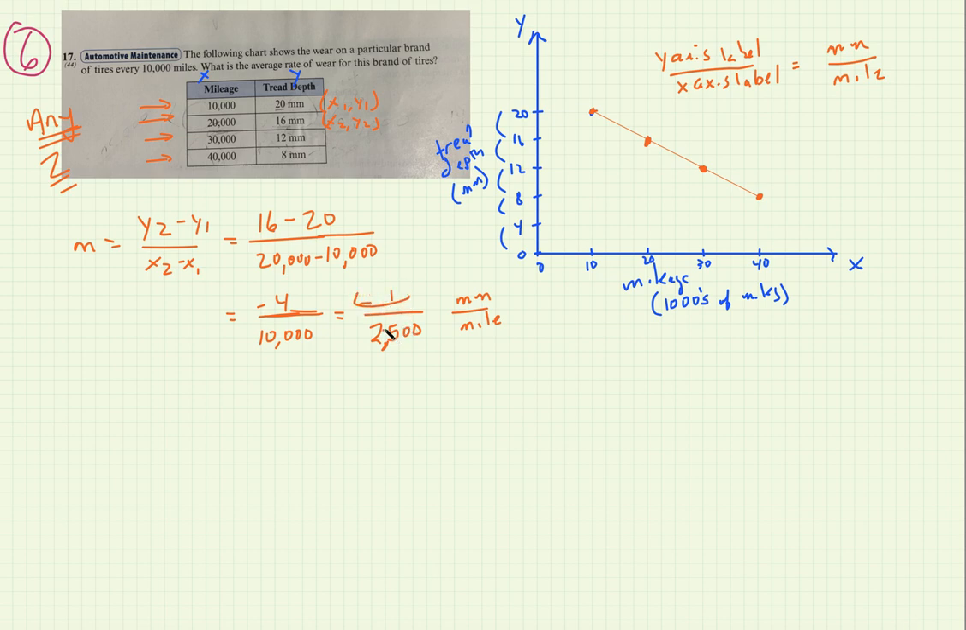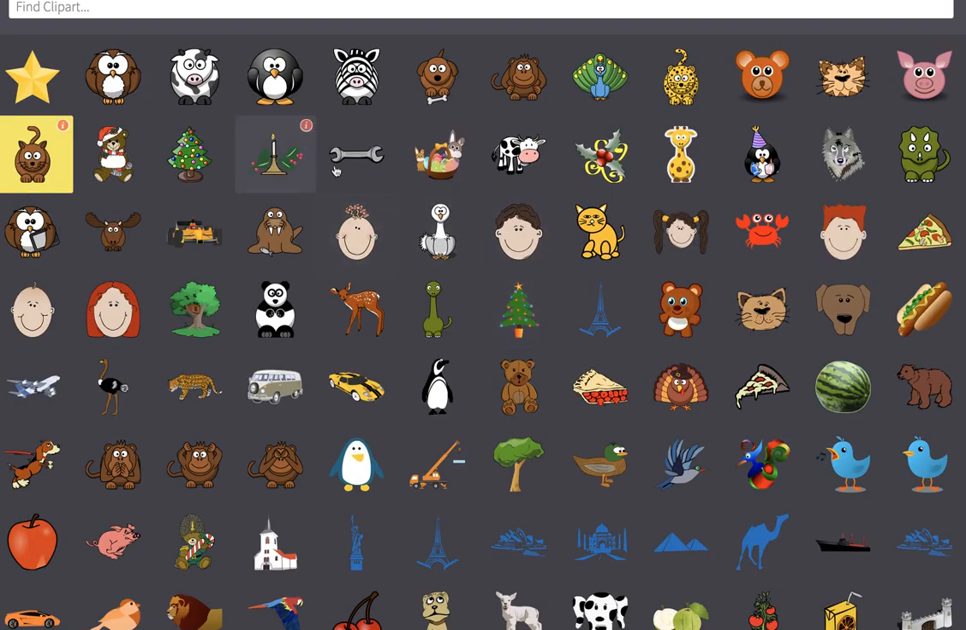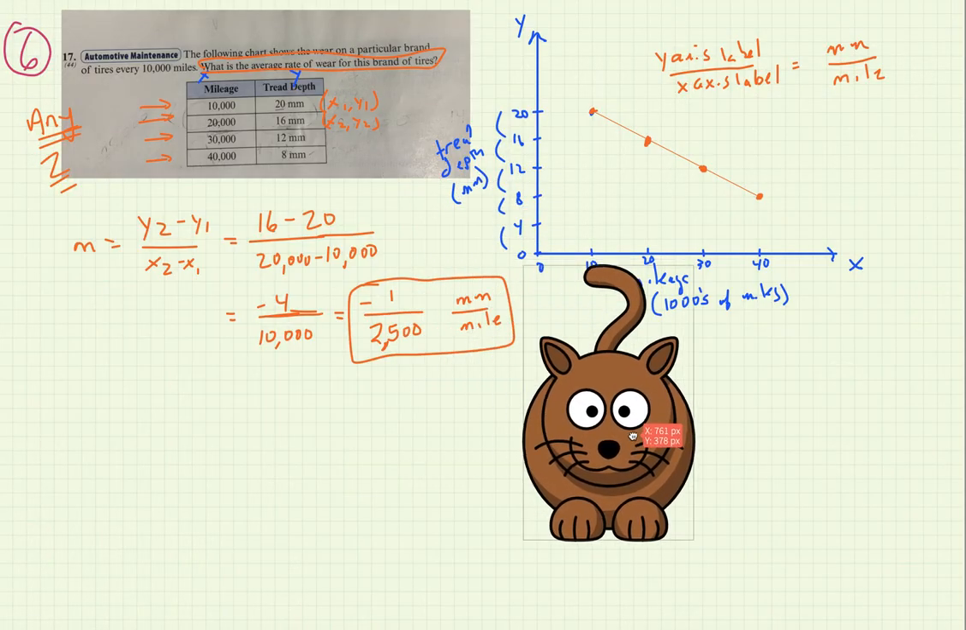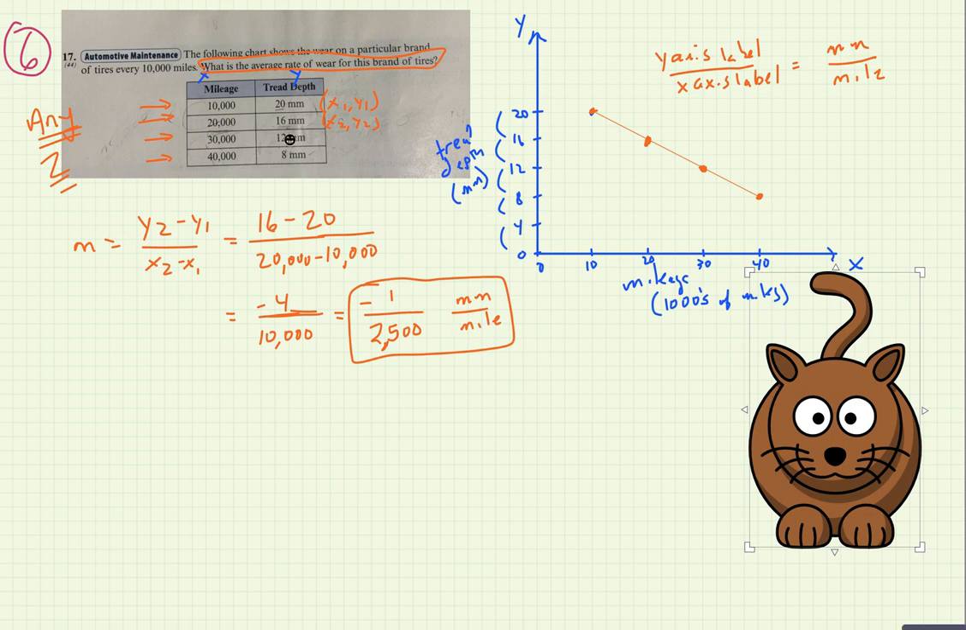So we lose 1 millimeter of tread every 2,500 miles. And wait, that's the answer to the question. What is the average rate of wear for this brand of tire? That's our answer. We're done. We don't even have to write the equation of this line because we've answered the question. Every 2,500 miles, we lose a millimeter. We are done. I am definitely going to happy cat this one because we're done.